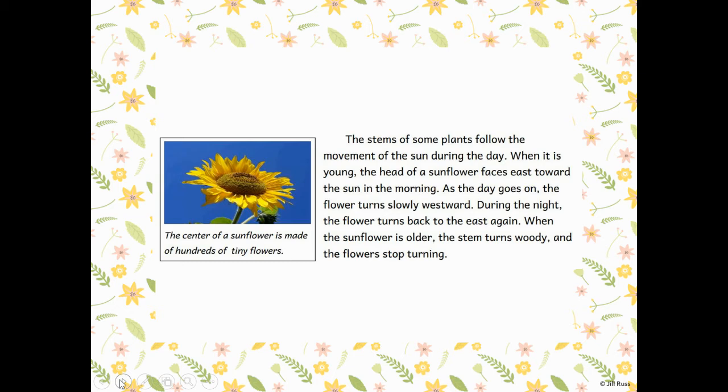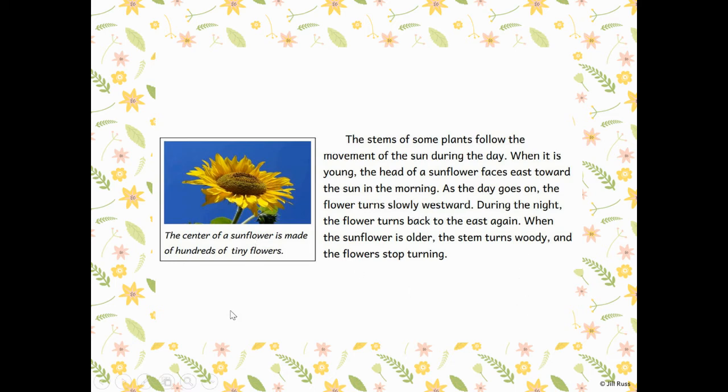The stems of some plants follow the movement of the sun during the day. When it is young, the head of a sunflower, that would be this part, faces toward the sun in the morning. As the day goes on, the flowers turn slowly westward. During the night, the flowers turn back to the east again. So the sun rises in the east, so it prepares itself for the rising sun, and sets in the west, so it turns as the sun moves across the sky.